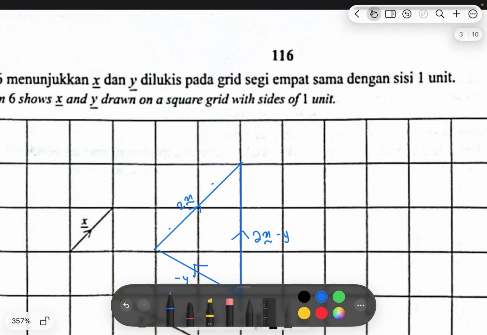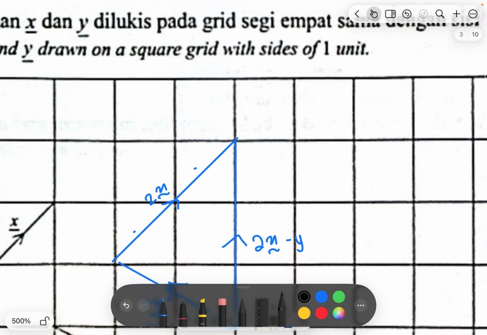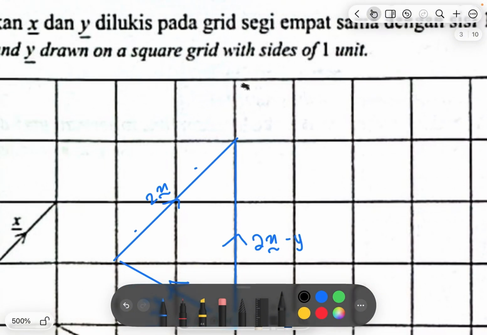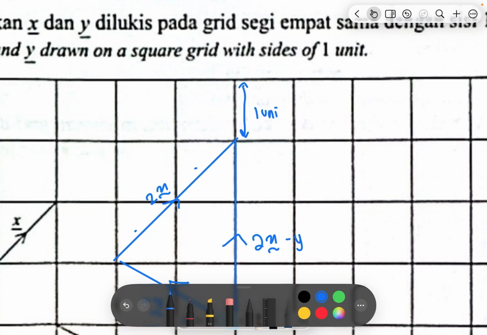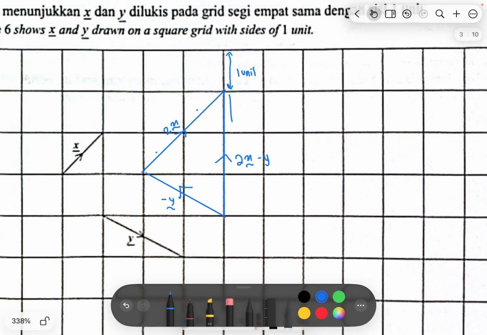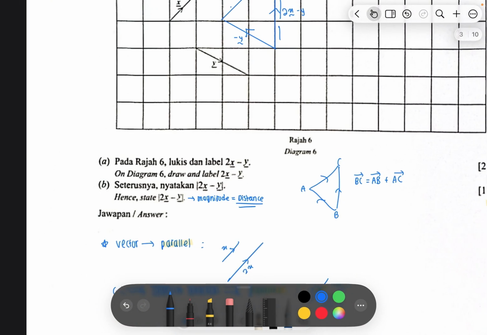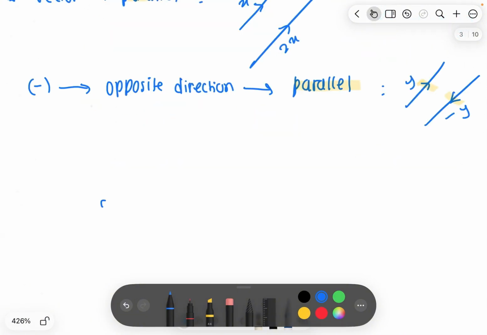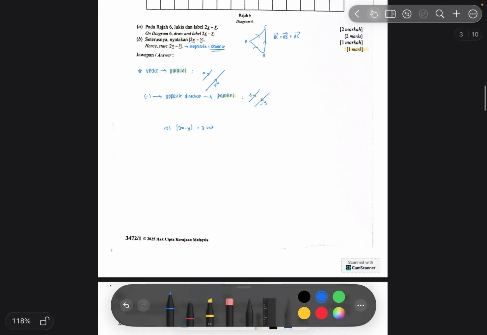So here it says drawn on a square with sides of 1 unit. It means that this here represents 1 unit. So how many units here? This is 1, 2, 3. So the answer is literally that the magnitude of 2x minus y is equal to 3 units. Okay, next question.